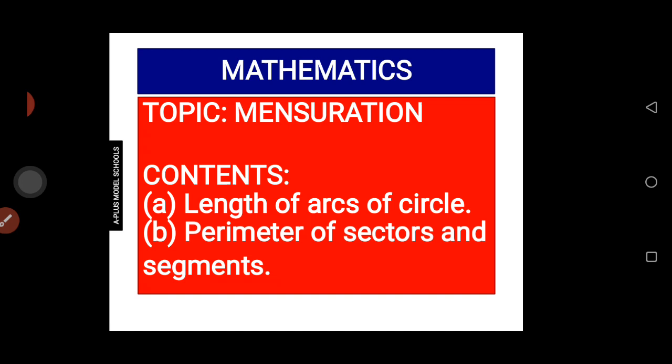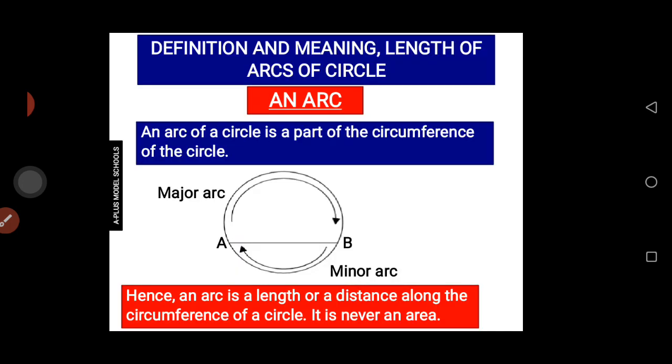We shall be moving to mensuration today as our topic. Under it, we shall be looking at length of arc of a circle and perimeter of sectors and segments. Let's first look at the meaning of arc. Arc is the curved part of a circle.